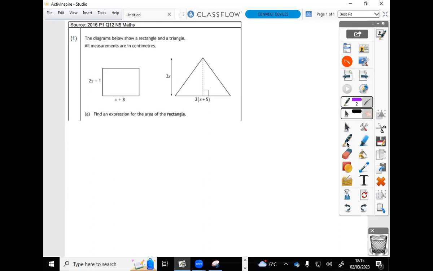Okay, looking at this question, it's quite a lot going on. We've got shapes, we've got x's, we've got different lengths. Don't panic when you see something like this. That's the first thing I can say.